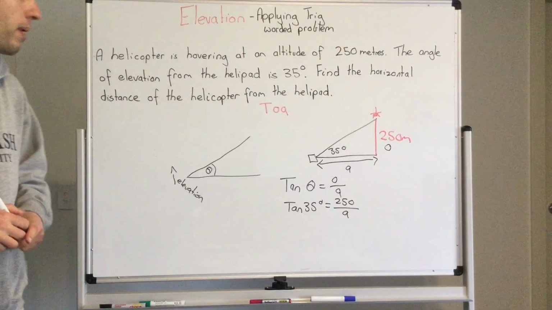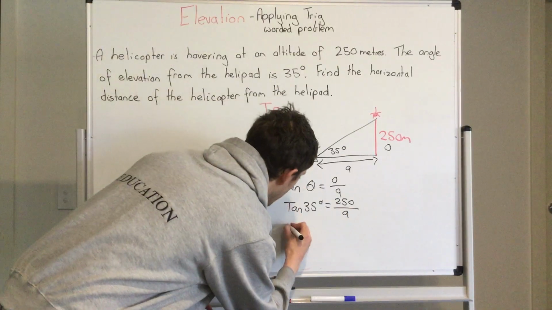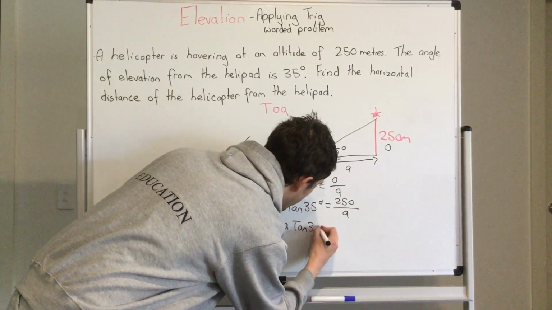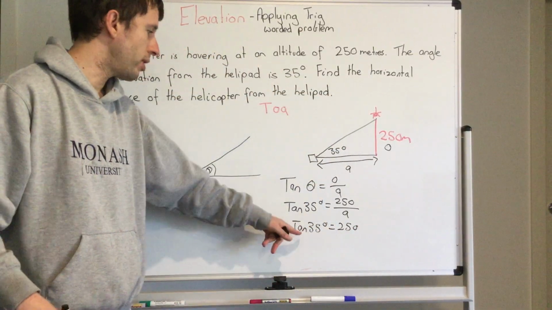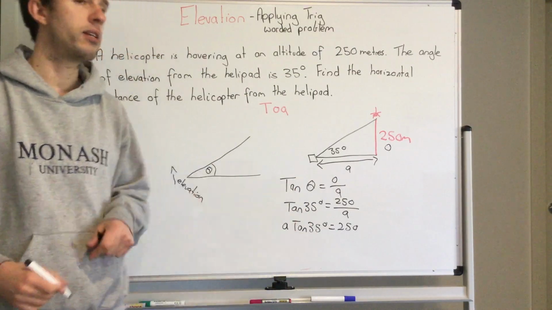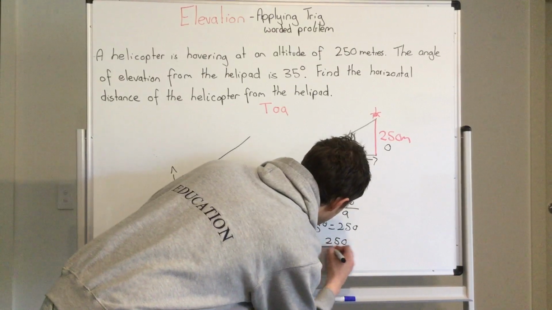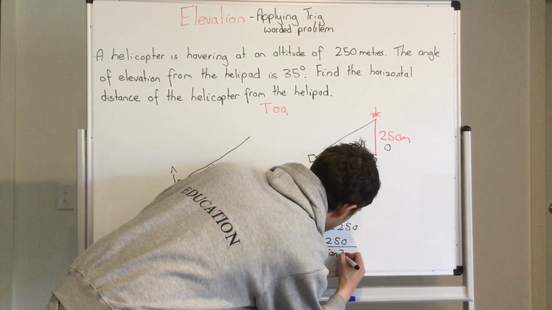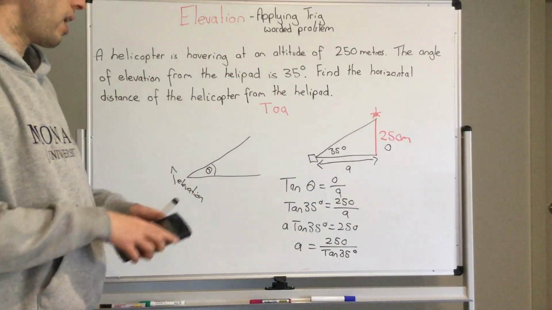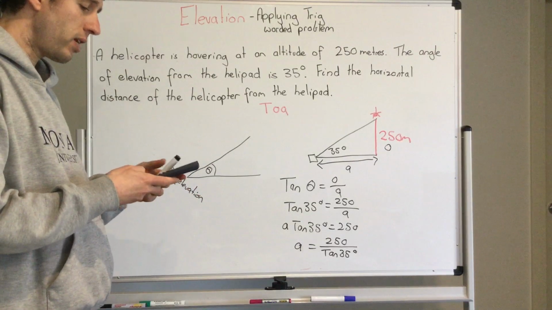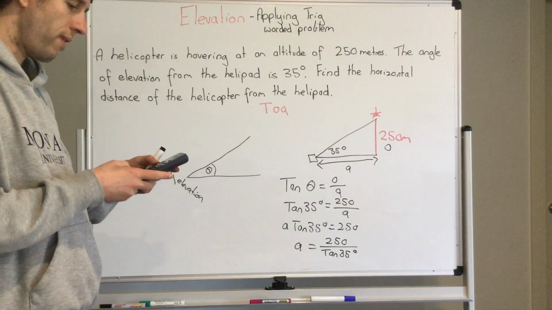I would like to get A by itself, so I am going to multiply both sides by A. A tan 35 degrees equals 250, and then I'm going to divide both sides by tan 35, and that will cancel it out on this side. A equals 250 divided by tan 35 degrees. Now I just need to type that into the calculator. 250 divided by tan 35 degrees.